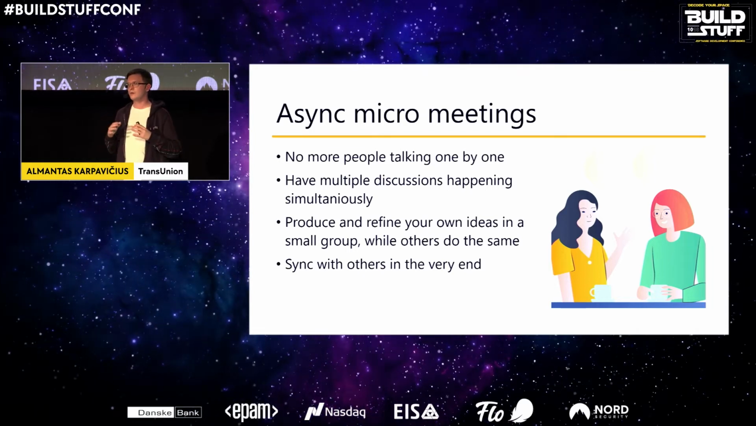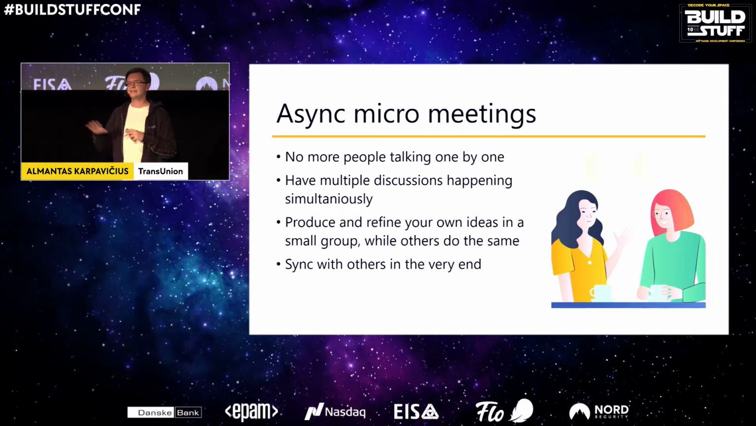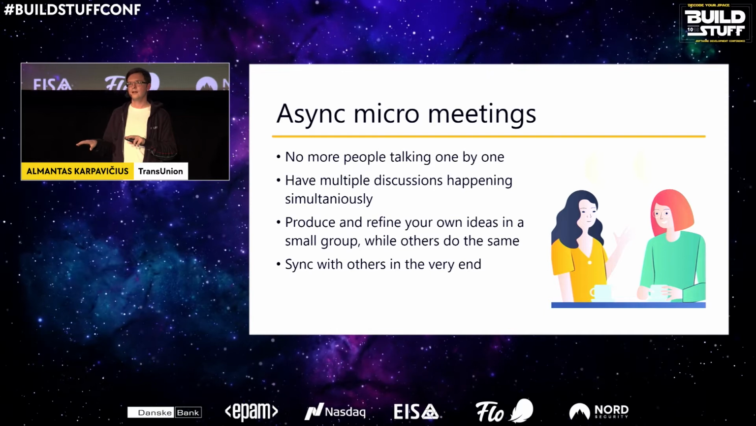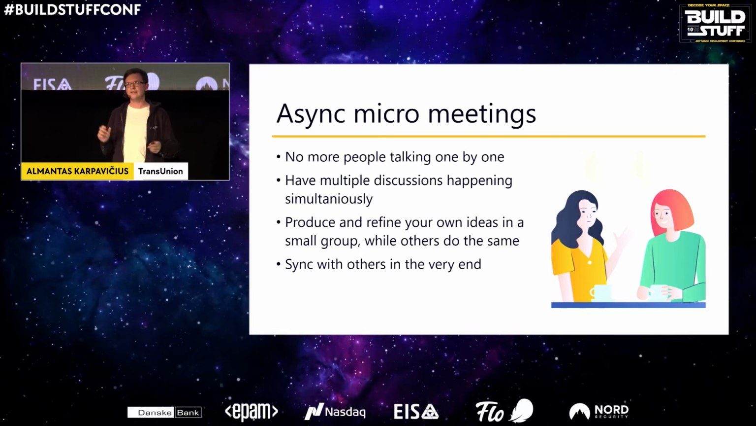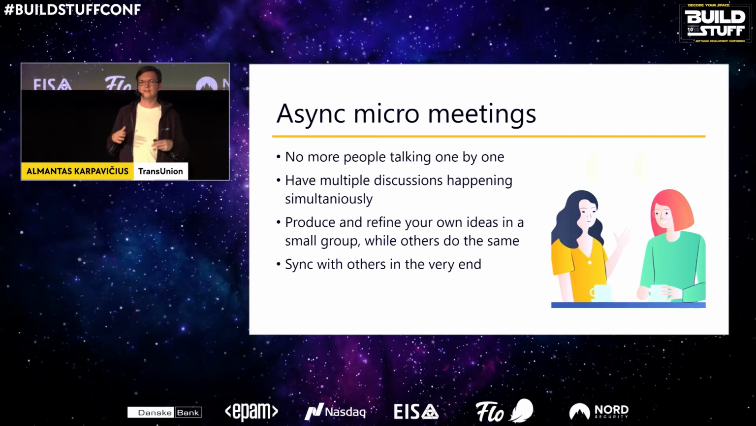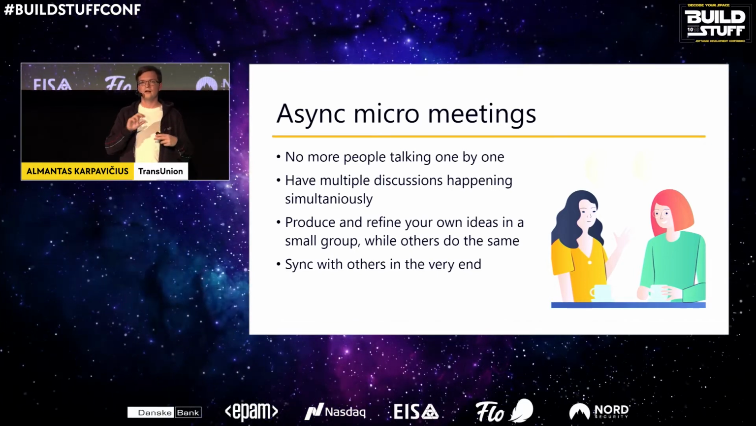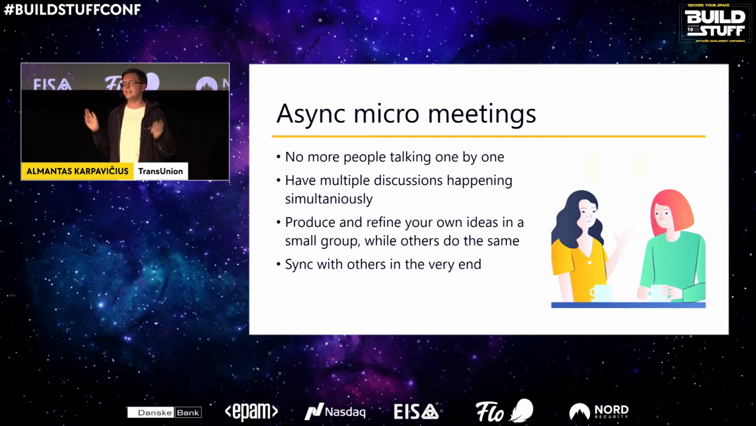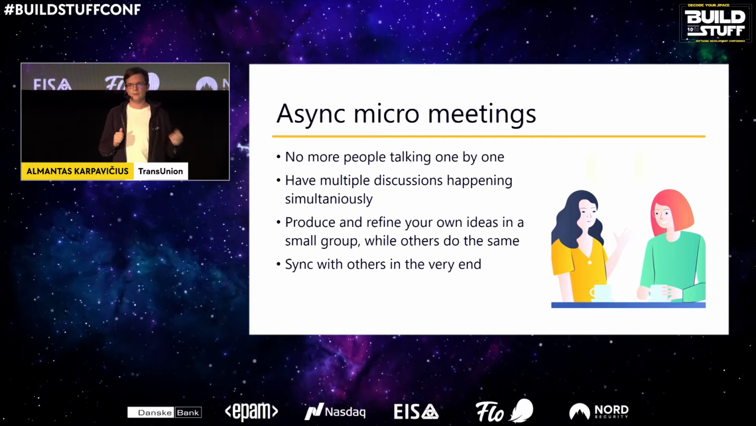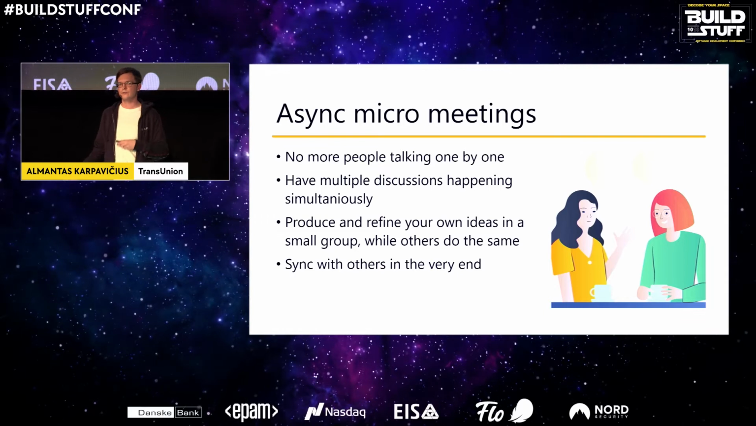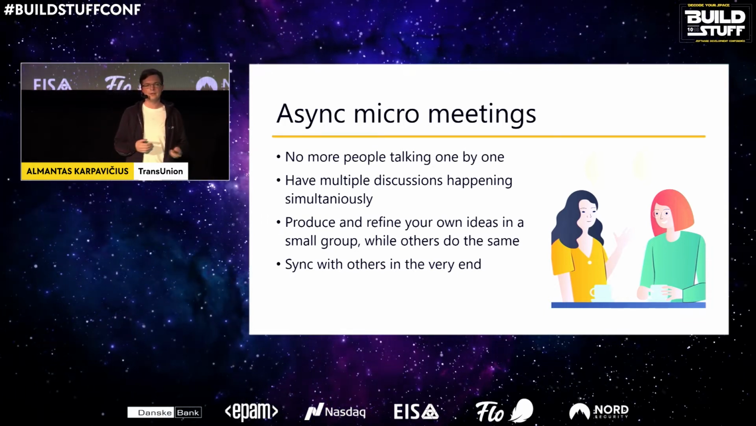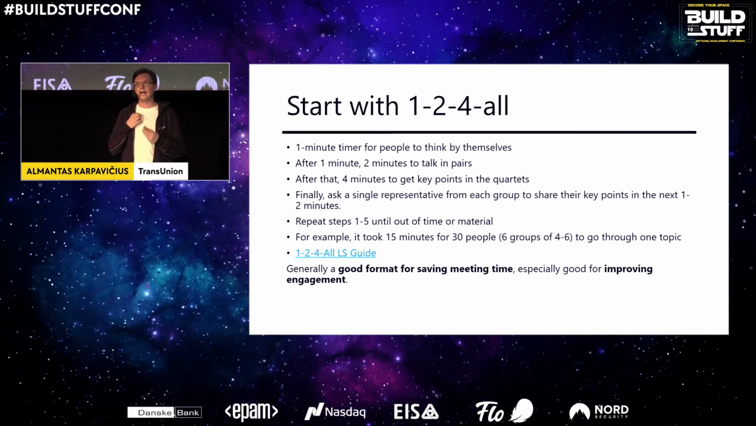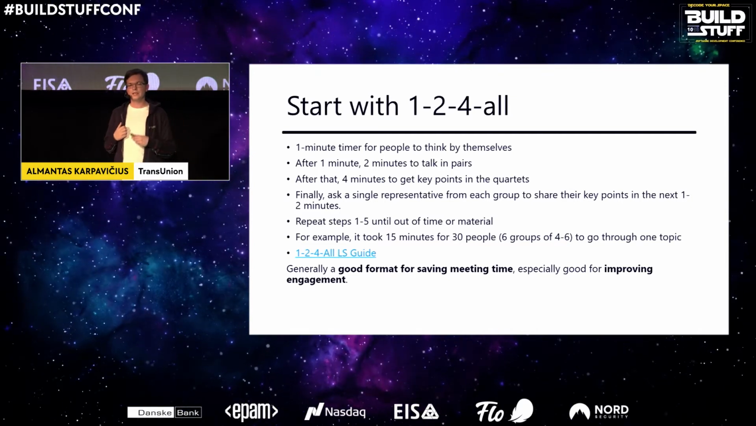Instead of hearing how one idea is being formed at a time, you can let others form their own ideas in small groups while you focus on your own, and then just synchronize at the very end, after let's say 7 minutes of time. You can then synchronize with the rest of the people and cherry-pick basically their key ideas, key points that they have come up with, that they have refined during the time where an async micro meeting was happening.